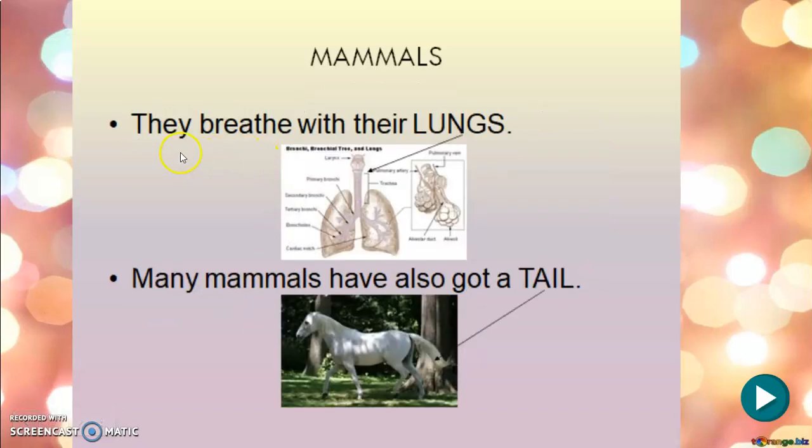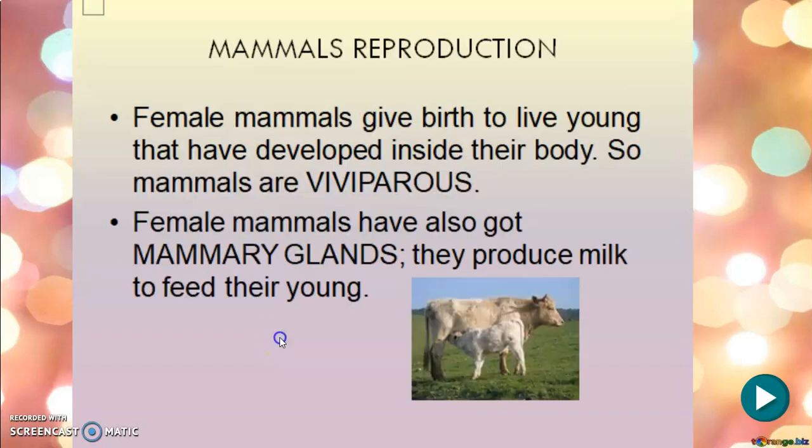Also, mammals breathe with their lungs because we need to take in oxygen from the air. And many mammals have got a tail. We said many, not all of them, because we are mammals and we don't have one.